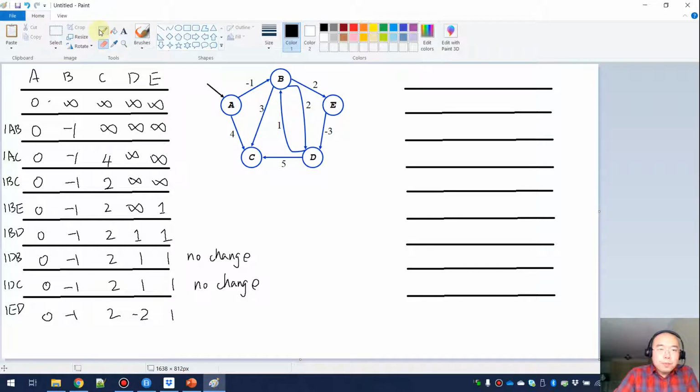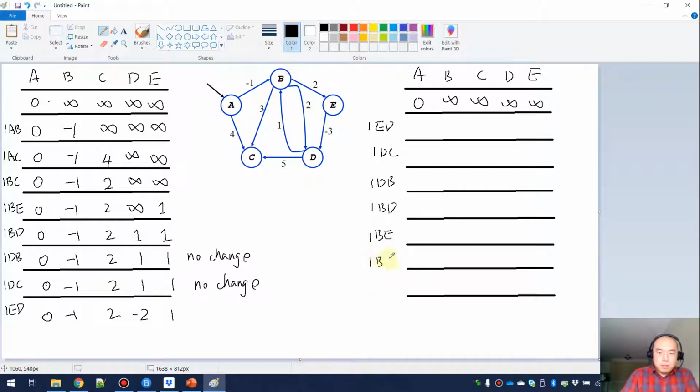Let me do A, B, C, D, E, and the first pass is the same thing, so I just copy that. After that I want to do 1ED, and then 1DC, 1DB, 1BD, 1BE, and then 1BC, 1AC, and eventually 1AB. So I take this sequence and put all the edges in the reverse order.